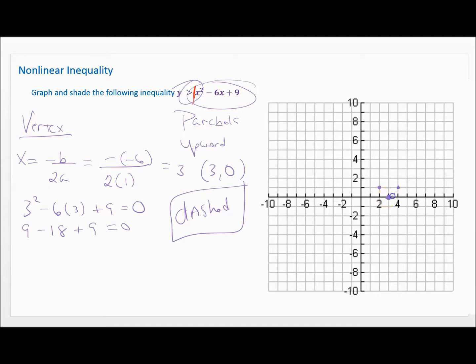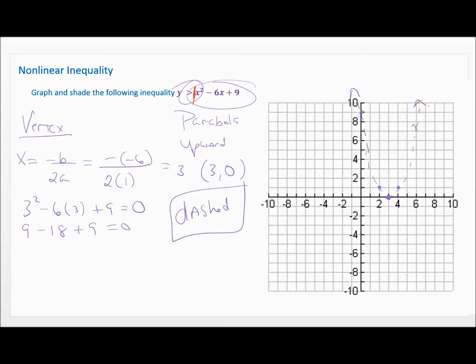Okay, so here's a rough version of my parabola. It crosses up here at 9. I did kind of a lousy job. Let me fix this. So it crosses up here at 9. How did I know that? Well, if you plug 0 in, 0 squared minus 6 times 0 plus 9 is 9. So (0, 9) is on the graph.